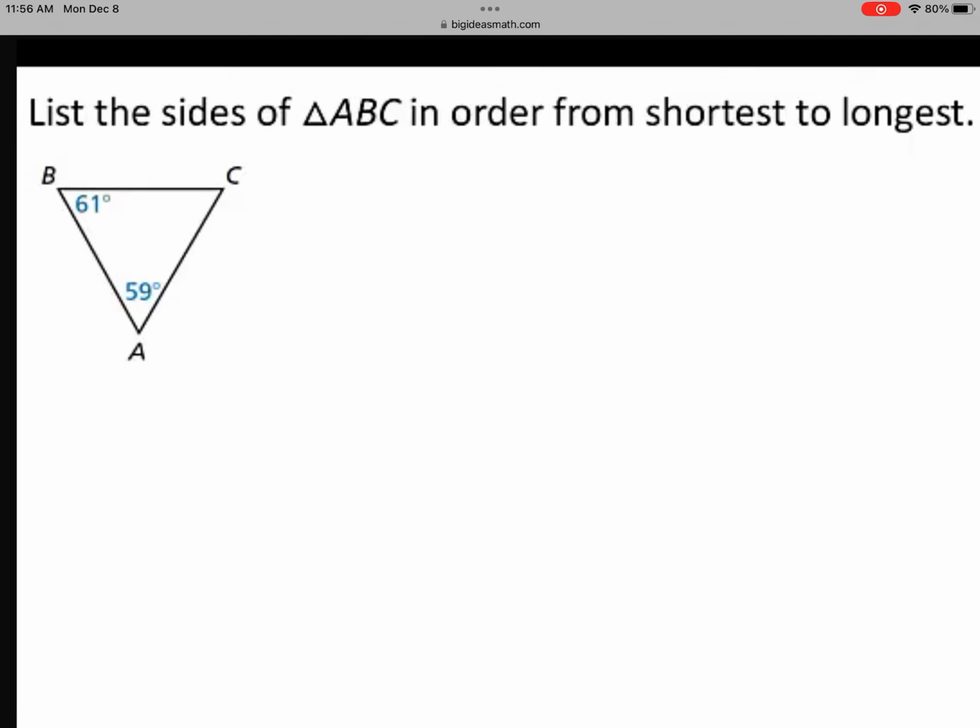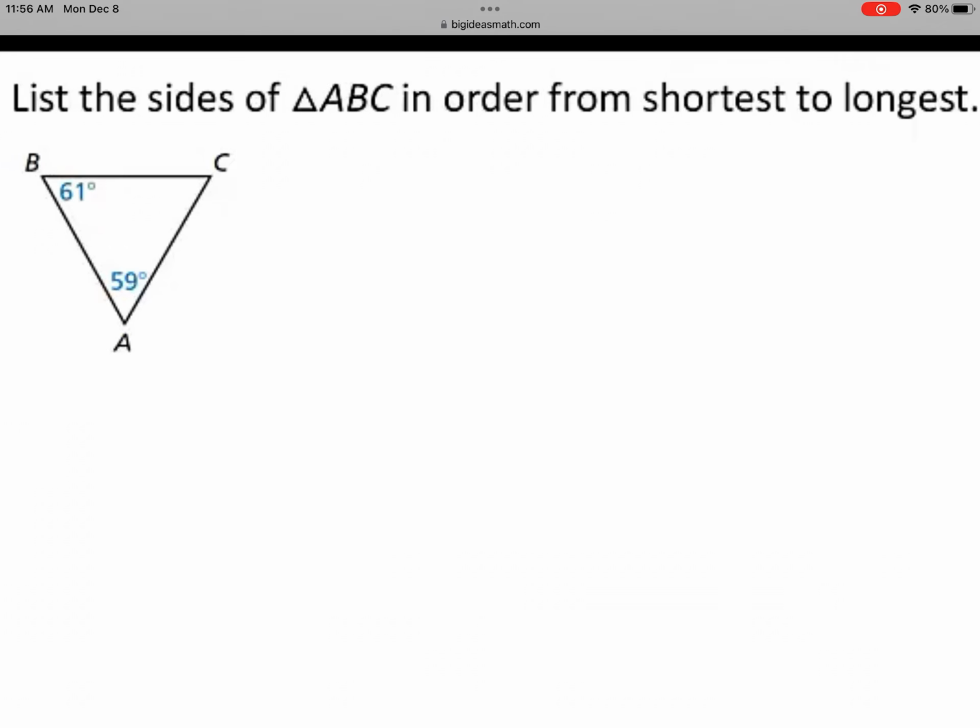List the sides of triangle ABC in order from shortest to longest. To begin this problem, you first need to find the measure of angle C. To do this, you can use the triangle sum theorem. By the triangle sum theorem, the measure of angle A plus the measure of angle B plus the measure of angle C equals 180 degrees.